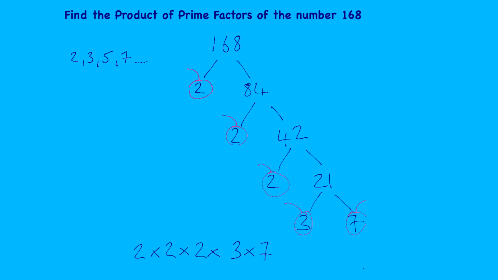Now if we multiply these 5 numbers together, whenever you multiply numbers together, it's always a good idea to start with the biggest number. So we have 7 times 3, which is 21. 21 times 2, which is 42. 42 times 2, which is 84. And 84 times 2, which is 168. We get our original number of 168. This is our final answer. Alternatively, we could also write it as 2 to the power of 3 times 3 times 7.